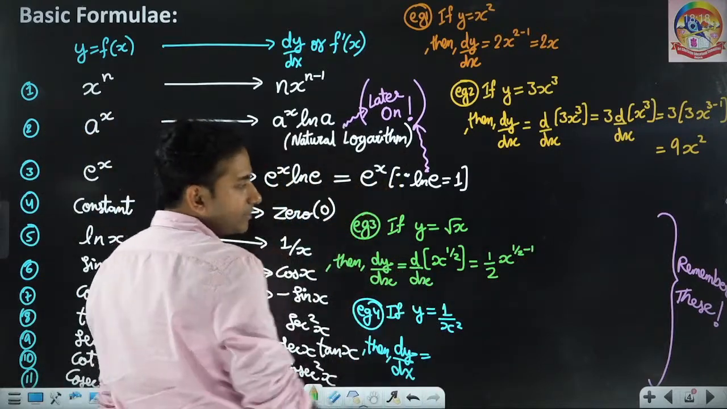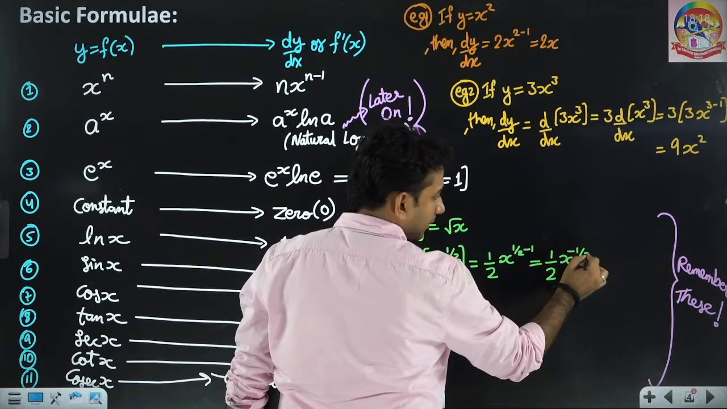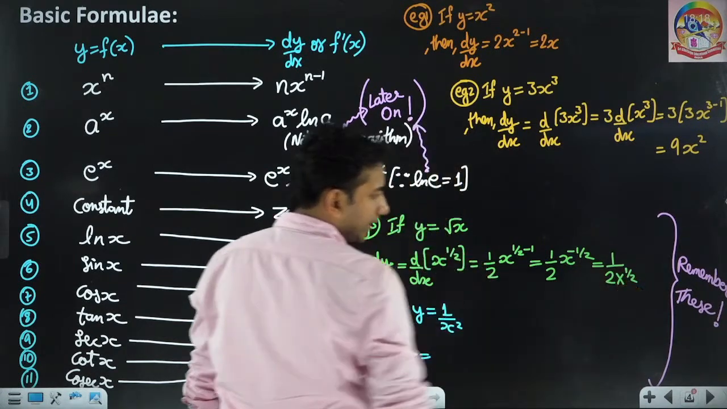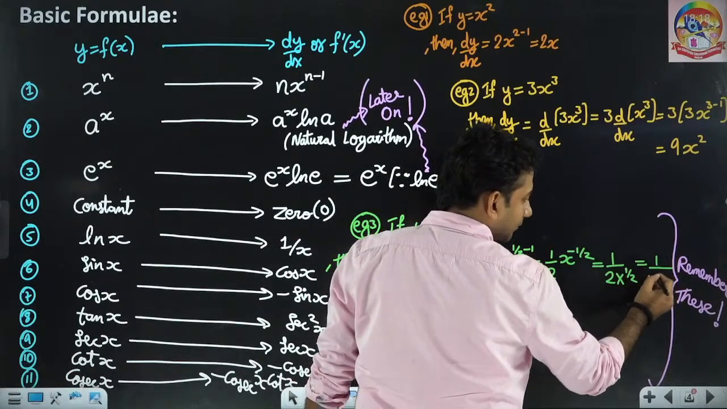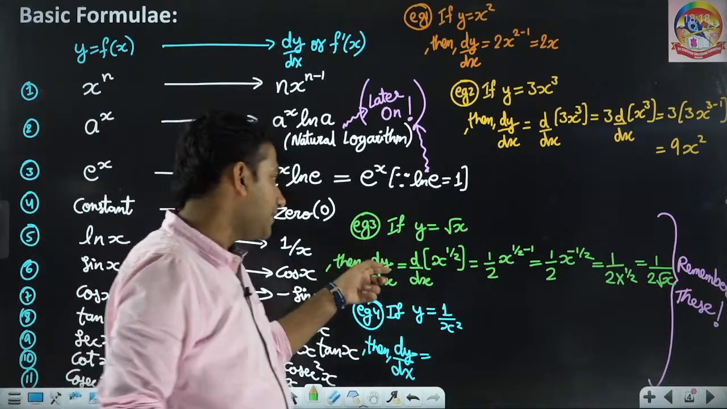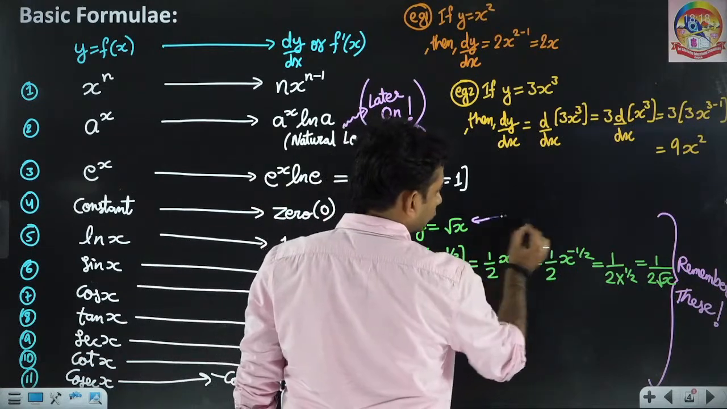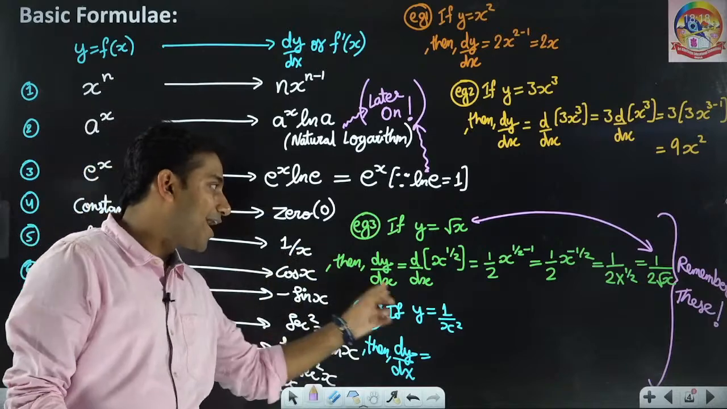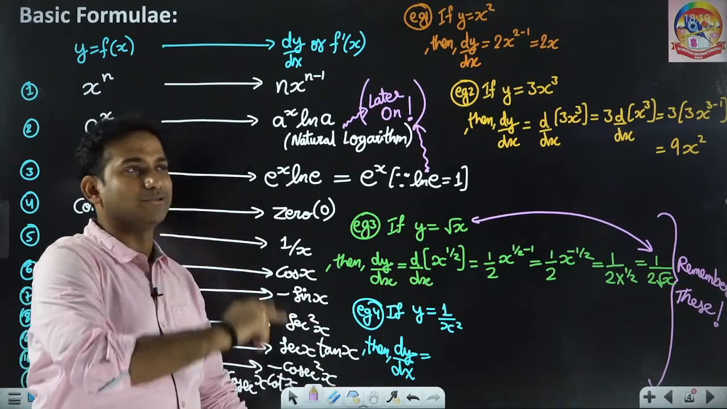Okay? Power will be multiplied and actual power will be reduced, means 1 by 2 and x to the power minus 1 by 2. So minus power means it will be coming in the denominator. Negative power in the numerator means that will appear in the denominator, and power half in the denominator means root x. So d by dx of root x is 1 by 2 root x. I want you to remember this. How it is coming is as per the formula, but ultimately you have to remember the result.